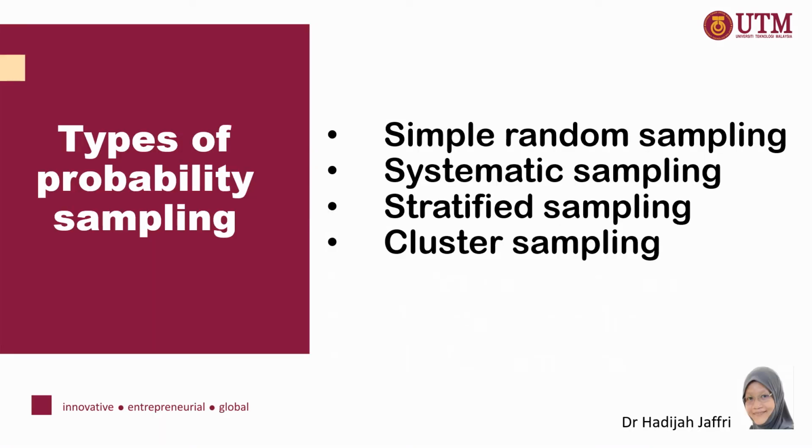Now, let's move on to the types of probability sampling. There are four types. First, simple random sampling. Second, systematic sampling. Third, stratified sampling. And lastly, cluster sampling.